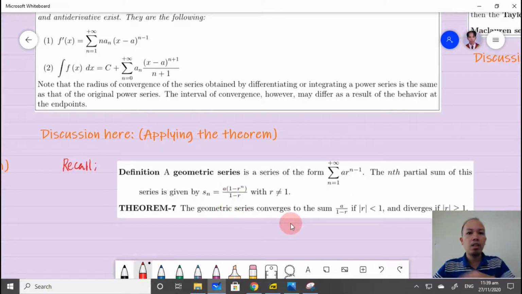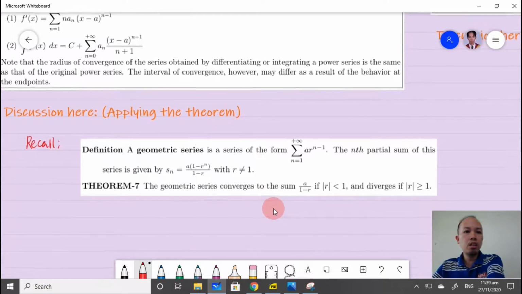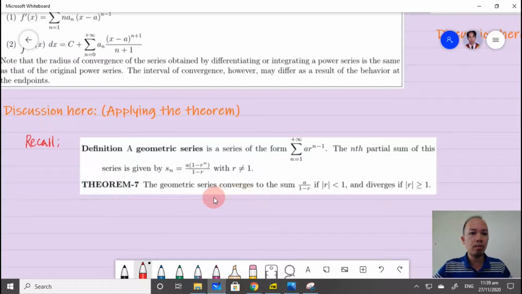And this series converges to the sum a over 1 minus r for absolute value of r less than 1, and diverges for absolute value of r greater than or equal to 1.